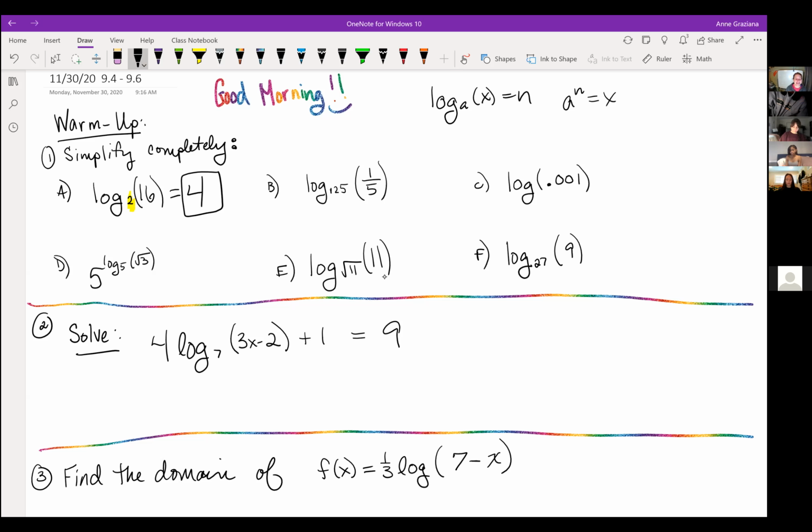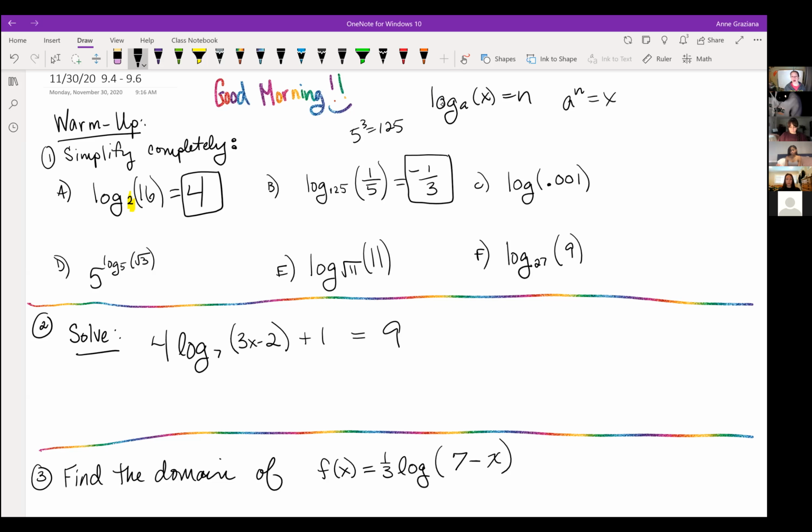Now look at part B. What exponent goes on 125 that's going to give me 1/5? Anybody have it? Yeah, good, Sydney. I know 5 to the third is 125. So to get 1/5, I would have to take the cube root and flip it, 1 over. So it's negative 1/3. Okay, good. Who's got C?